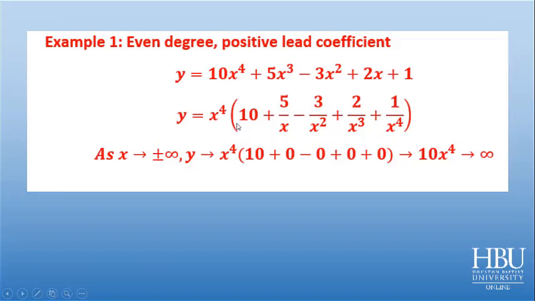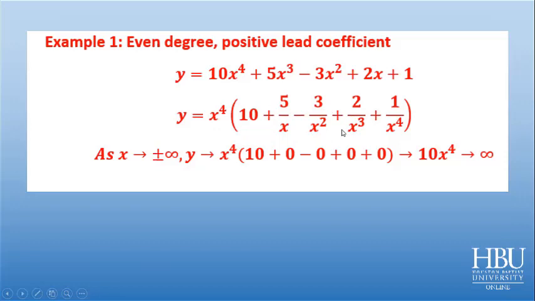Think about it. If you multiplied this out, 10x to the 4th is the first term. x to the 4th multiplied by 5 over x: well, x to the 4th divided by x is x cubed, and then it's times this 5. And then subtract the 3 over x squared times the x to the 4th outside the parentheses, because x to the 4th divided by x squared is x squared, plus 2 over x cubed.